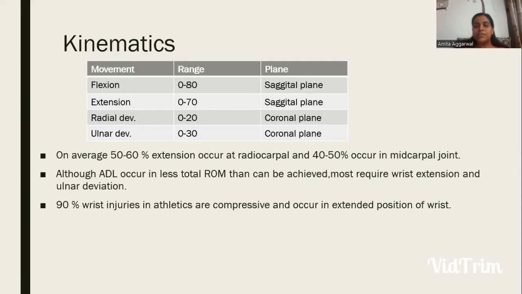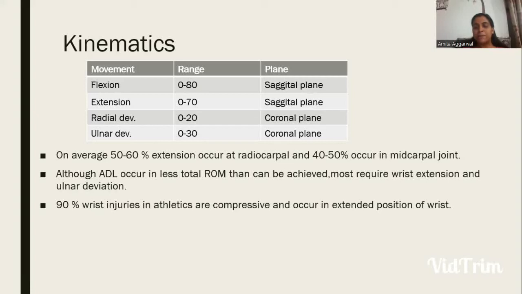The ulnar deviation is a little bit greater because of the inclination of the radius and the slightly larger length of the radius. So we have a radial deviation of 0 to 20 degrees and an ulnar deviation of 0 to 30 degrees, both in the coronal plane. On average, 50 to 60% of extension happens at the radiocarpal joint and 40 to 50% happens at the midcarpal joint.